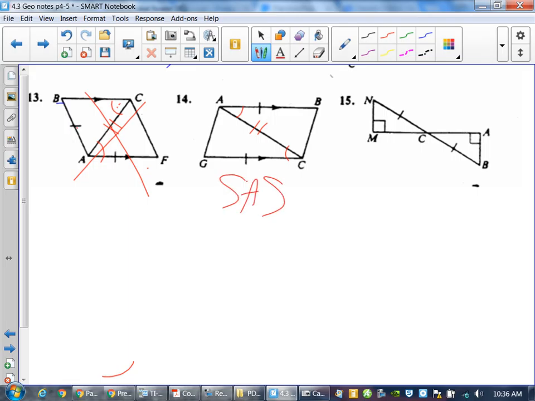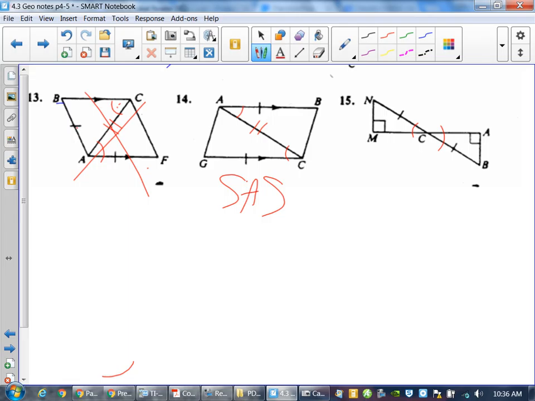And then last but not least, look, another bow tie. And another bow tie, which means I can throw vertical angles in. Yep. When I do that, what do we get? Hypotenuse leg. Do you see a leg? No. So just H? No.